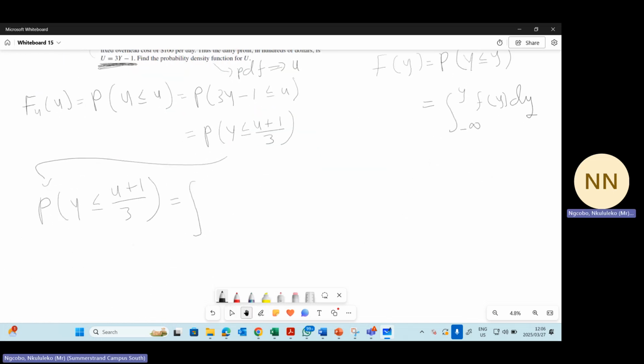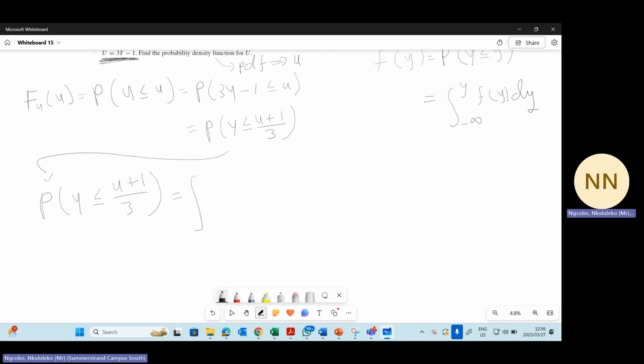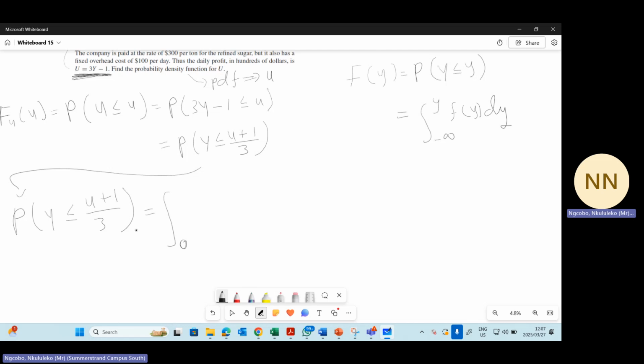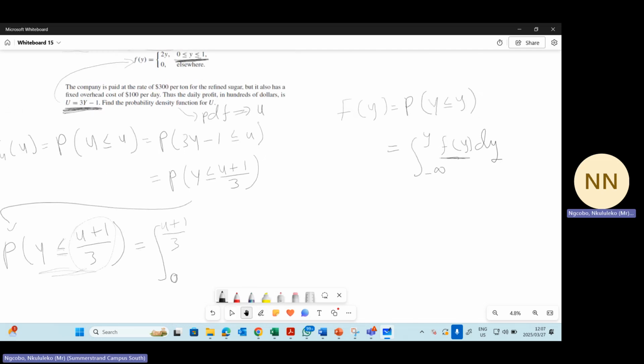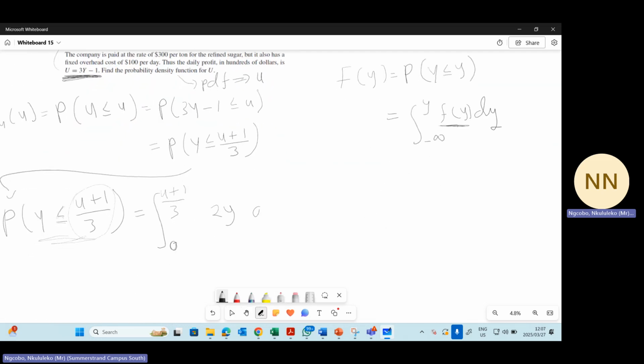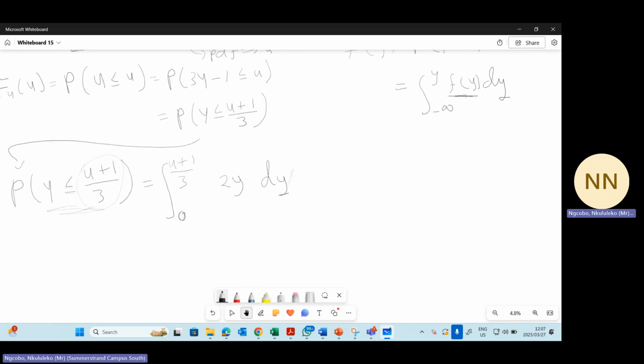So you come here now. To find this, you need to see where your Y starts. My Y starts from 0, also by looking at this, right? You could see that Y, because of the less than or equal to, will start from 0. This will be the upper bound of Y, in our case (u plus 1) divided by 3, right? Multiplied by the density function of Y, which is 2y, 2y dy, right?